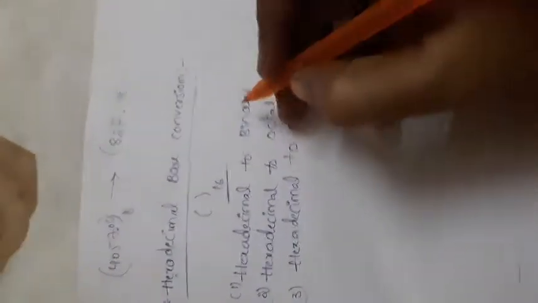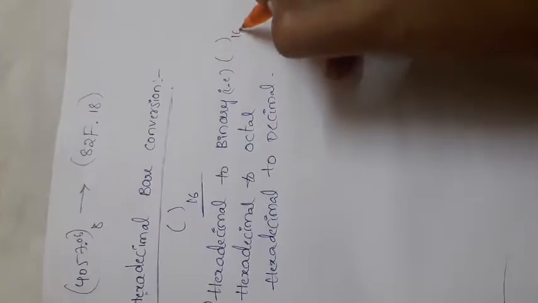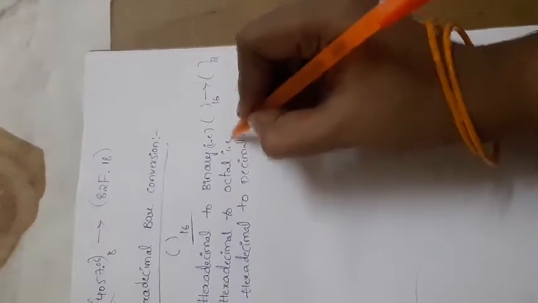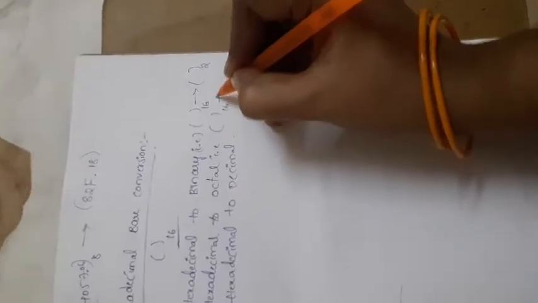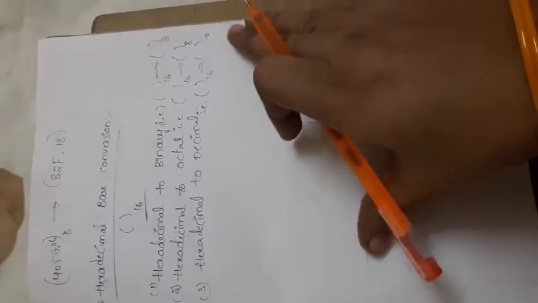The first one, hexadecimal to binary, is nothing but converting base 16 to base 2. The next one, hexadecimal to octal, is converting base 16 to base 8. Like that, hexadecimal to decimal is converting base 16 to base 10. Okay, so now we'll see one by one with examples.